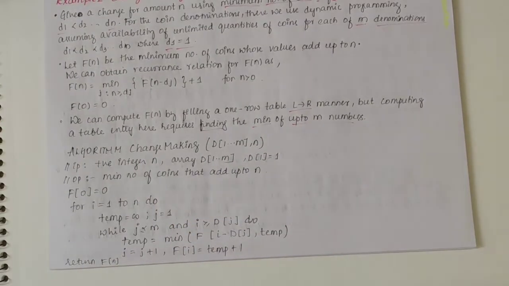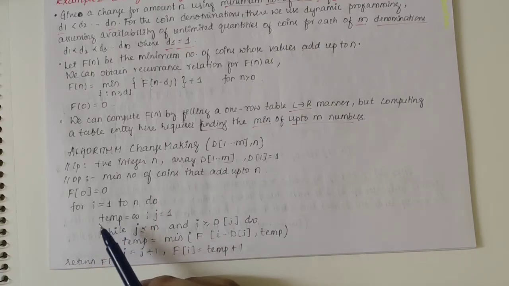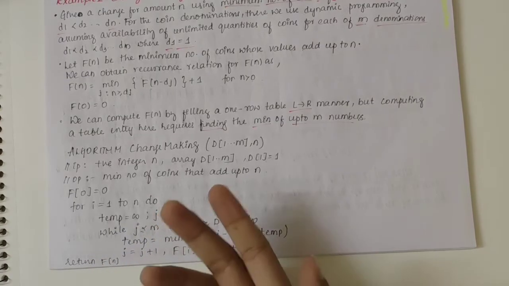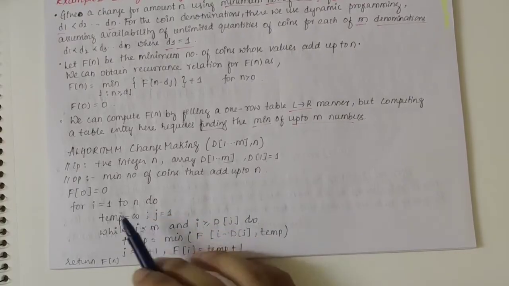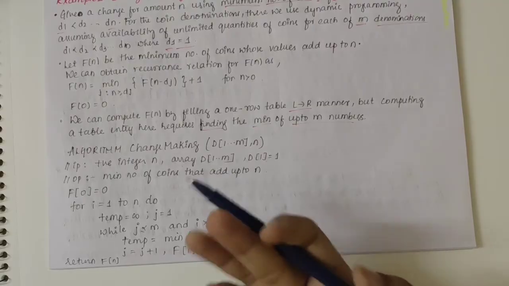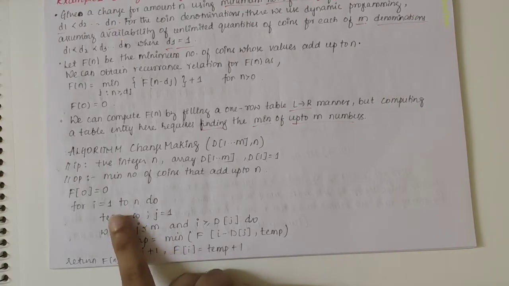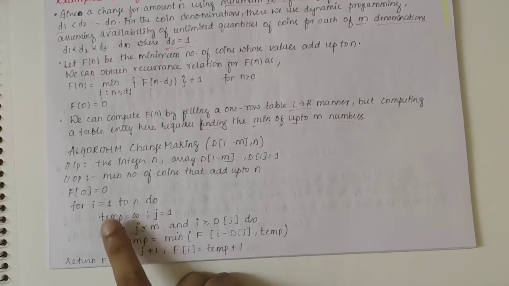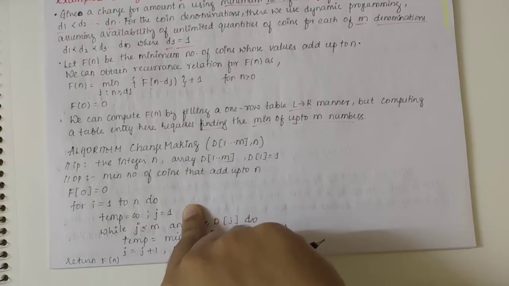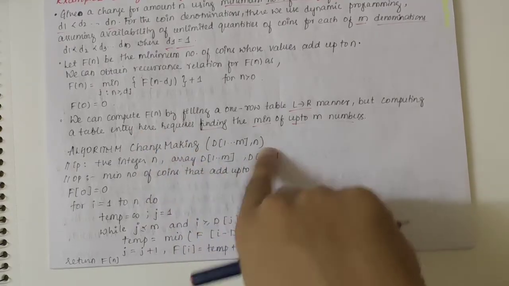Initially we take f of 0 is equal to 0. That is, we are initializing the base case for the f table. F of 0 is set to 0, meaning no coins are needed to make the amount 0. That's why we are taking it as 0. Now i is equal to 1 to n, so we start iterating the amount from 1 to n. This loop will fill the f table, where each f of i represents the minimum number of coins needed to make amount i.